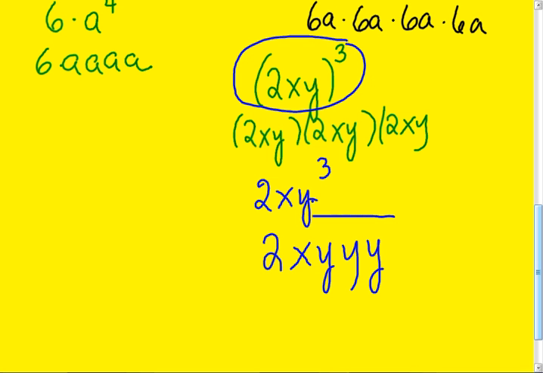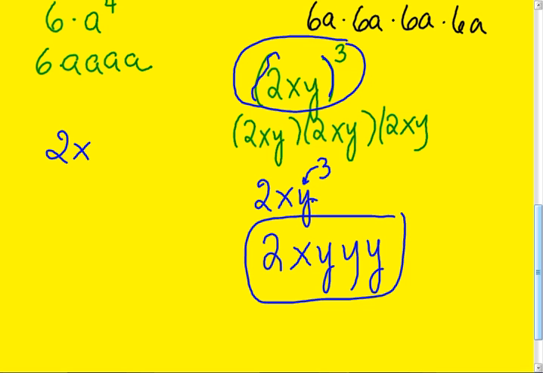Now, I've got to ask you, do you understand the difference there? I'm not getting responses here. Evan, do you see the difference? The 3 only works on the y unless there's a parenthesis. So I could have had 2xy, I could have had it this way. What does that mean?